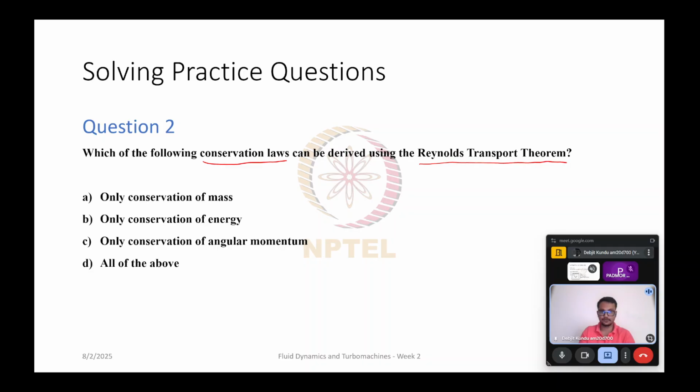Read the question carefully, and it's a simple one. Once you've figured out the solution, you can either unmute and answer, or you can type in the chat box, however you feel comfortable.